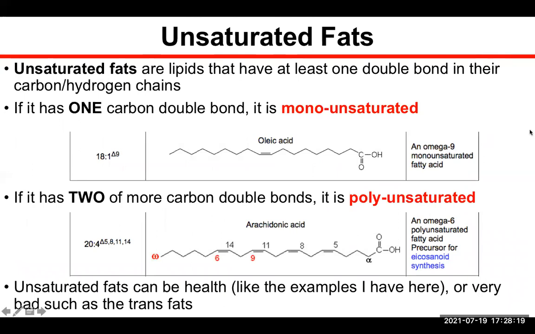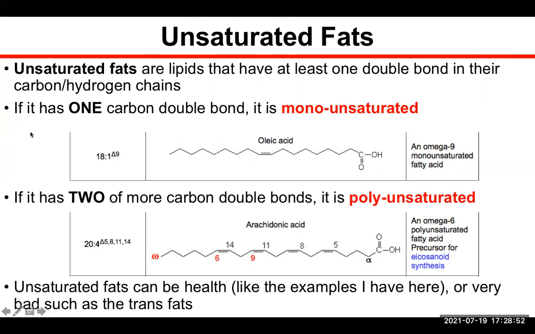The other main class of dietary fats are the unsaturated fats. The unsaturated fats are the ones that have at least one double bond between their carbons. So here I have an example of what a double bond looks like. Basically, you have two carbons that are attached to each other. And because you have these two carbons attached with a double bond, that means there are two less hydrogens attached to them, making them unsaturated.